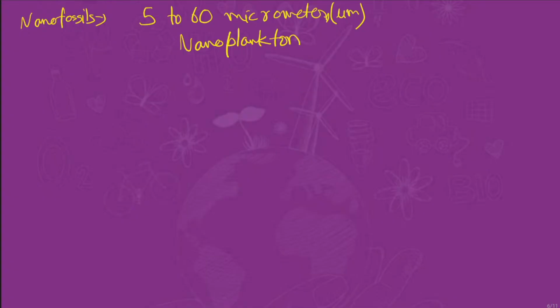Index fossils. These are characterized by short geological range, wide geographic distribution, rapid evolutionary rate, and distinct morphological features. For example, trilobites, having a geological range from Cambrian to Permian, are index fossils for the Paleozoic rocks. Index fossils are used for correlation and dating of rocks.